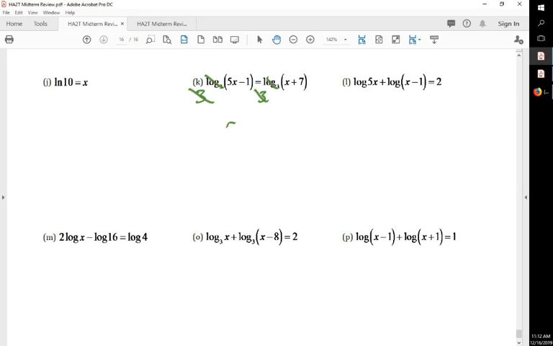Oh, yeah. They cancel out. That's it. Move the x's to one side, move the constants to the other side, and you get x equals 2.